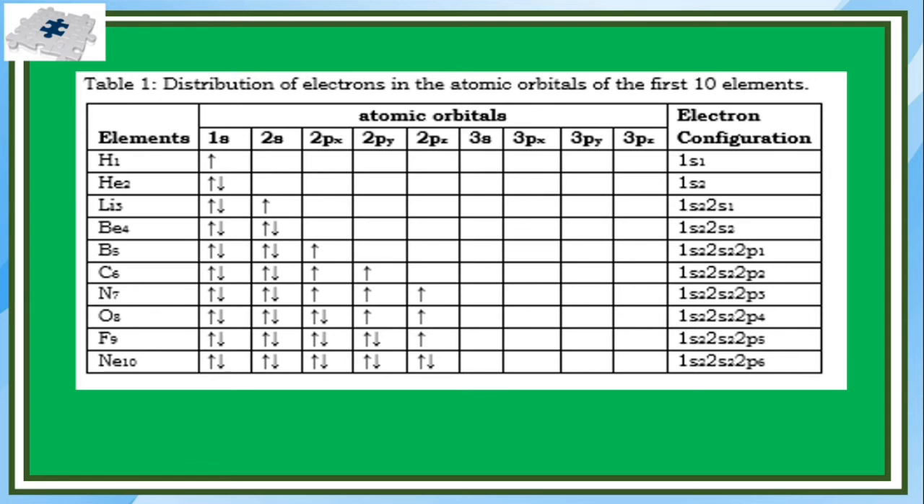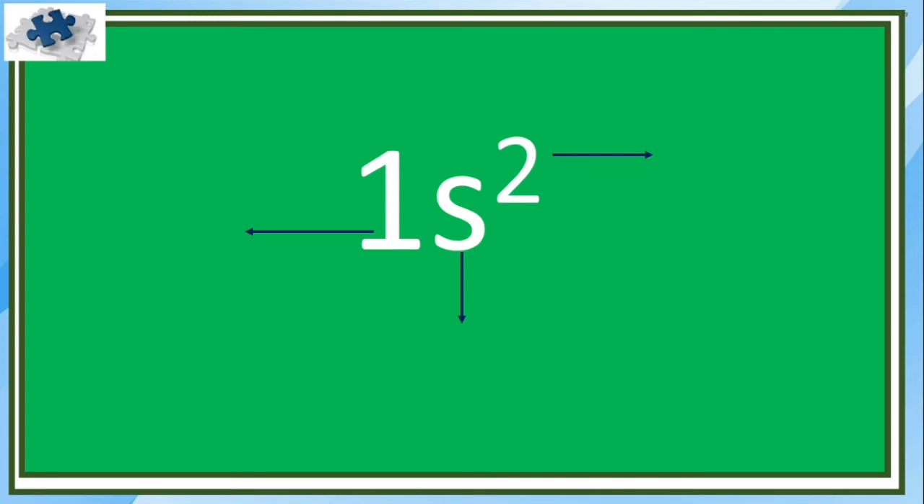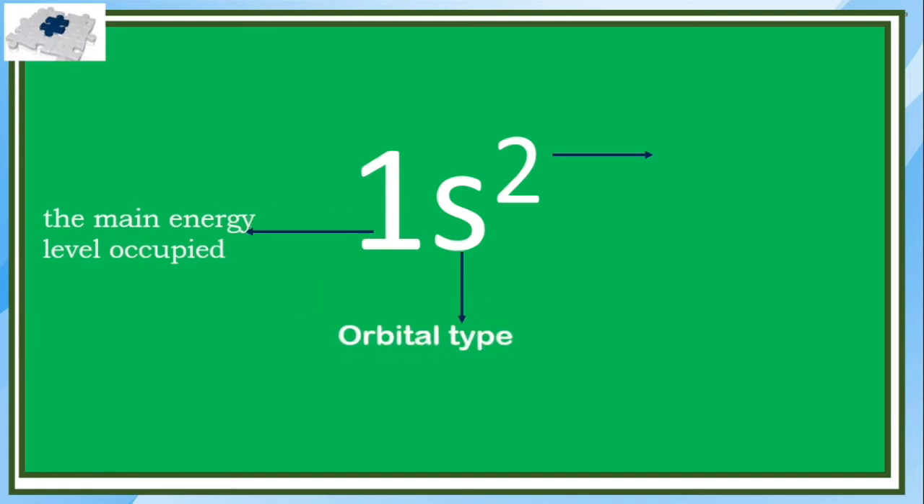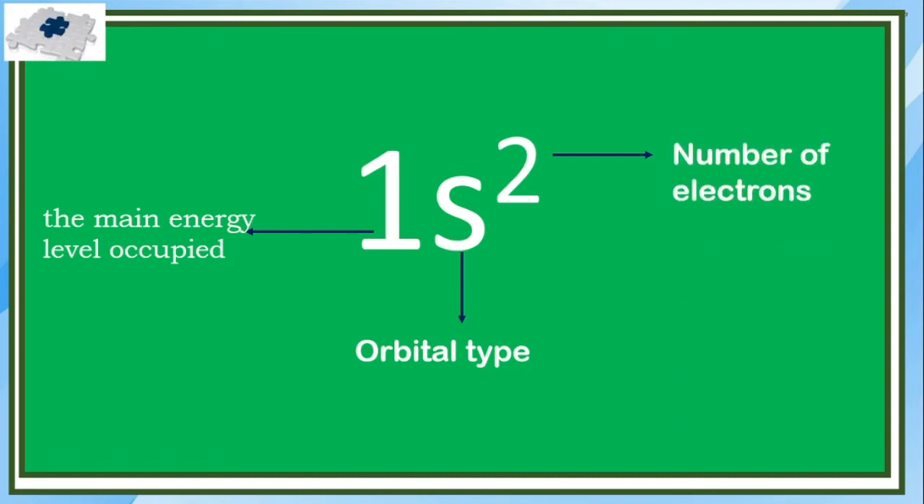In the electron configuration 1s2, 1 refers to the main energy level occupied by the electron. S denotes the kind of orbital, and the superscript 2 is for the number of electrons in the orbital. The main energy level also tells us the number of sublevels. The name of the sublevel is also the same as the name of the orbital.